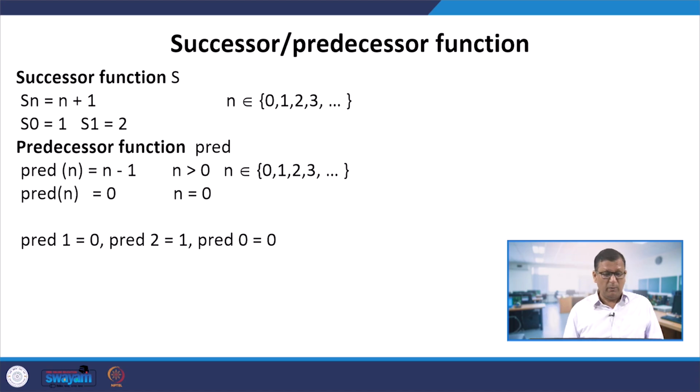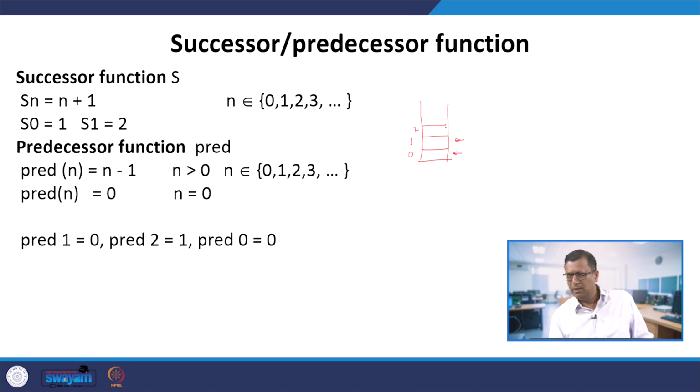A simple motivation for the successor function would be a lift. When we are using a lift, we start at say ground floor 0, then we say we want to go to the first floor. So from 0 we are going to 1, successor of 0 is 1. Then from 1 we want to go to 2, so again we say successor. So all of these numbers, 2, 3 and so on, are successor applied many times.